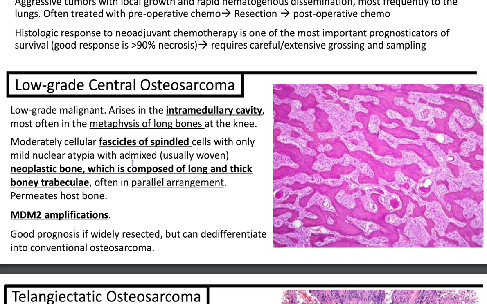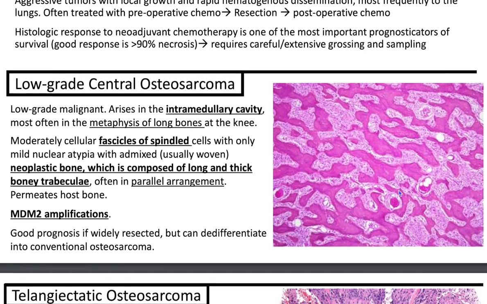Low-grade central osteosarcoma, we mentioned, has an MDM2 amplification. It has good prognosis if widely resected, but can dedifferentiate into high-grade osteosarcoma. This arises in the intramedullary cavity, most often in the metaphysis of long bones at the knee. You'll see moderately cellular fascicles of spindle cells with mild nuclear atypia with admixed, usually woven neoplastic bone, which is composed of long and thick bony trabeculae, often in parallel arrangements, and it can permeate the host bone.